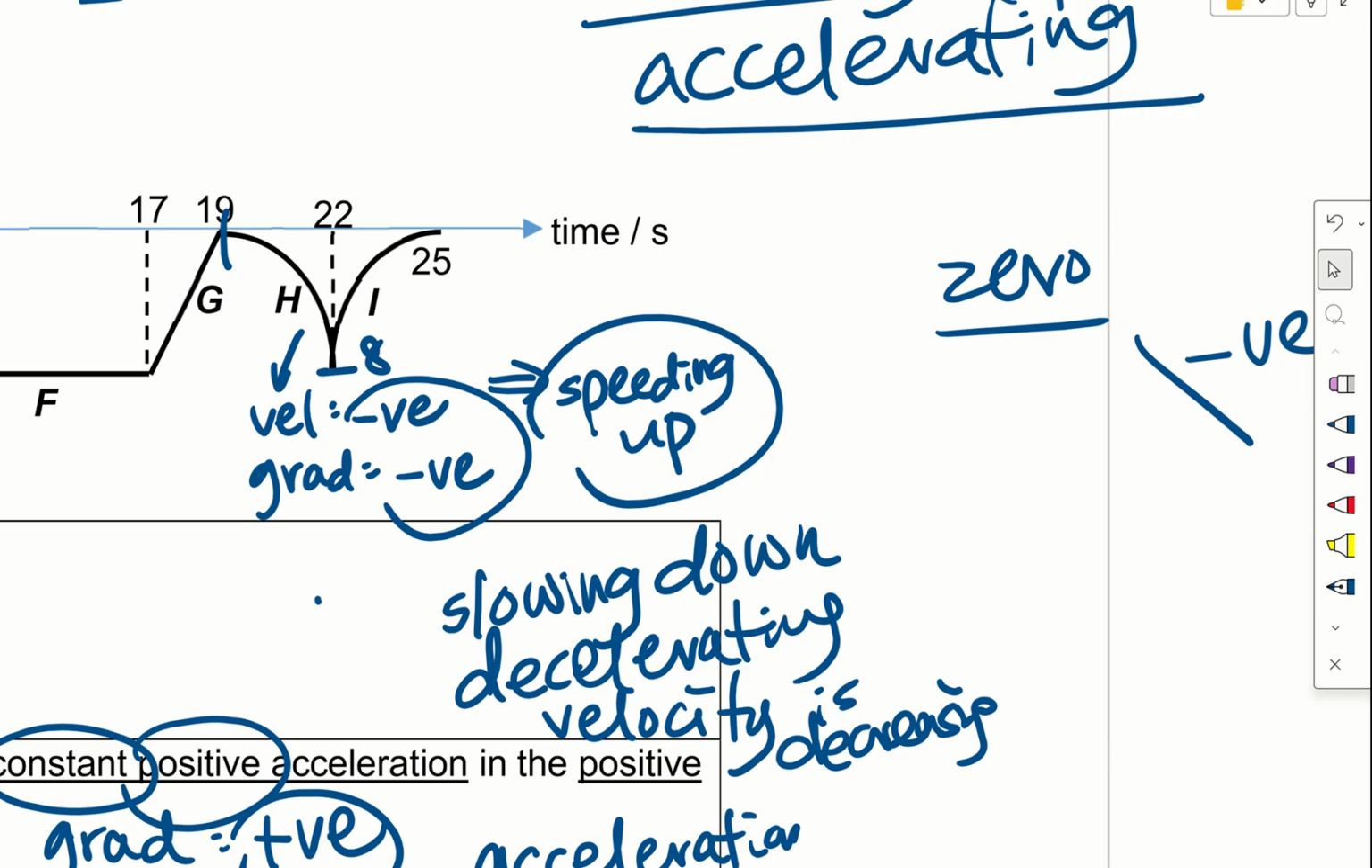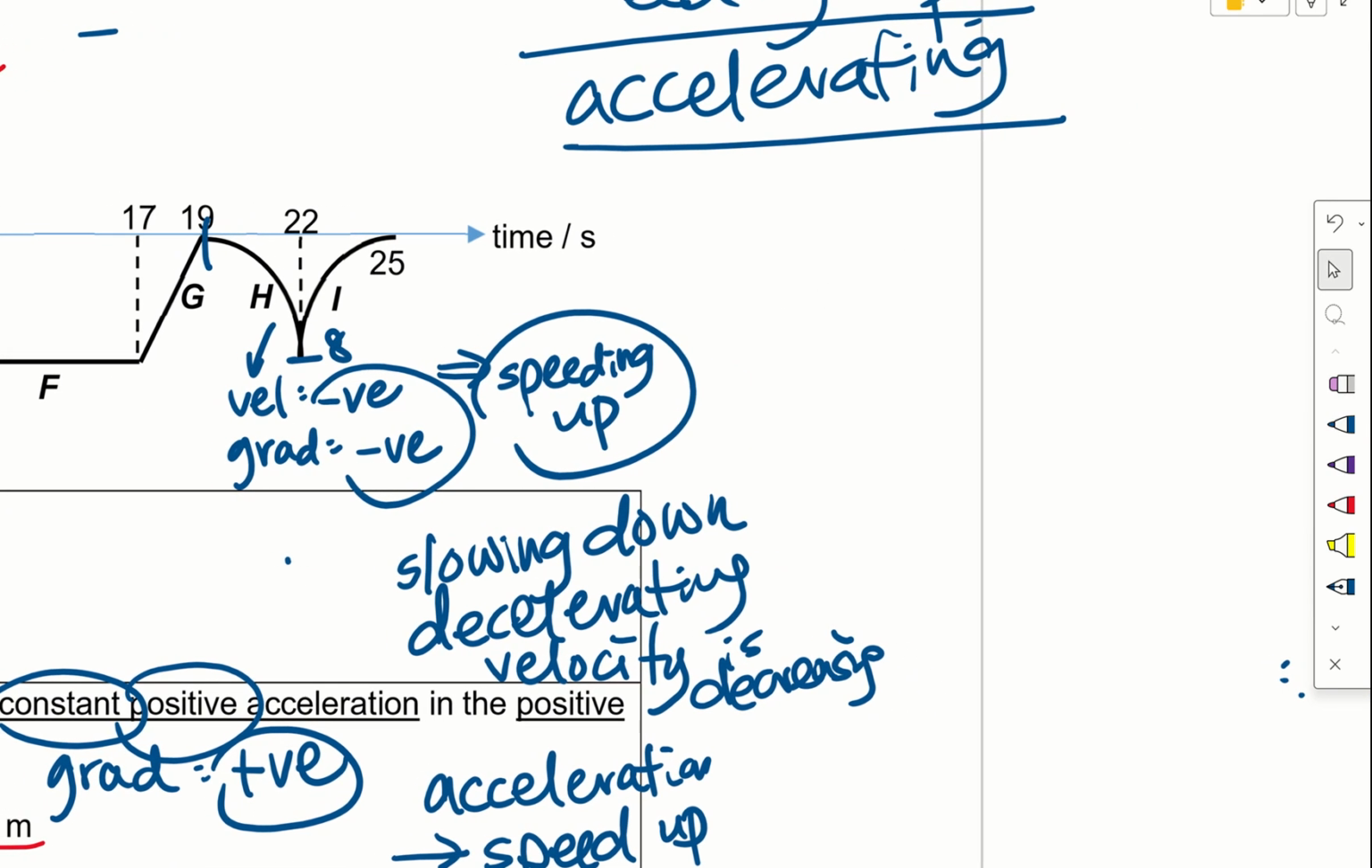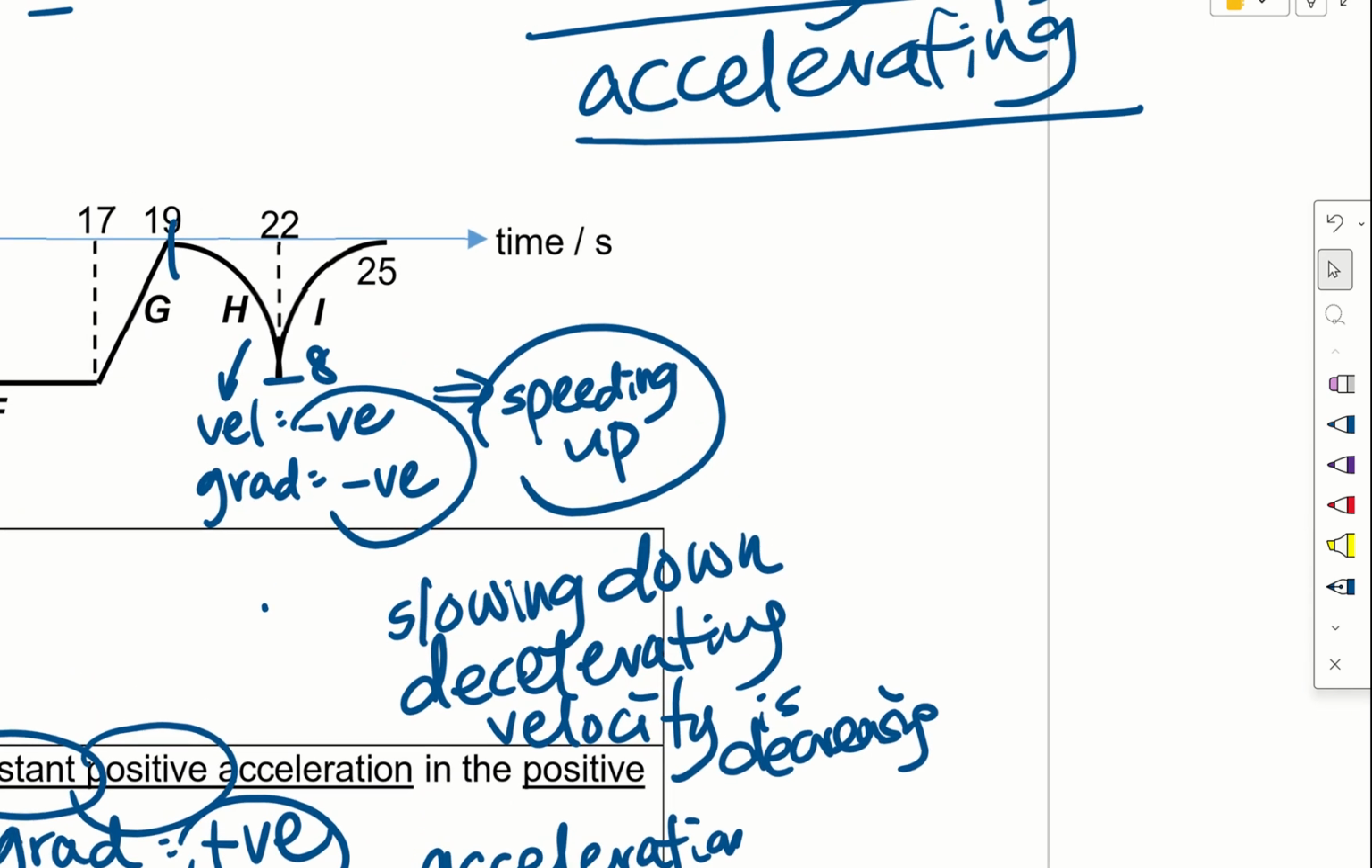But if we look at H, it is not a straight line. It's actually a curve. So we can say that it is accelerating, but we can do even better. It is not just accelerating uniformly. It is actually a non-uniform acceleration. So then we have to examine the shape of the curve for H.